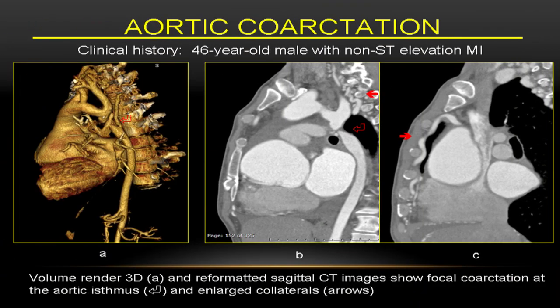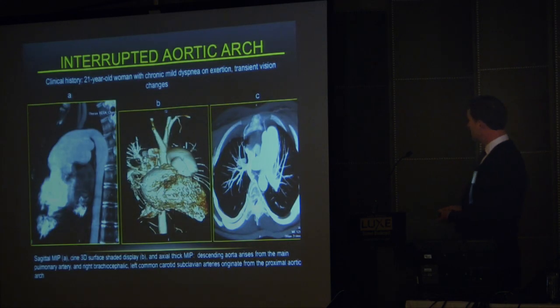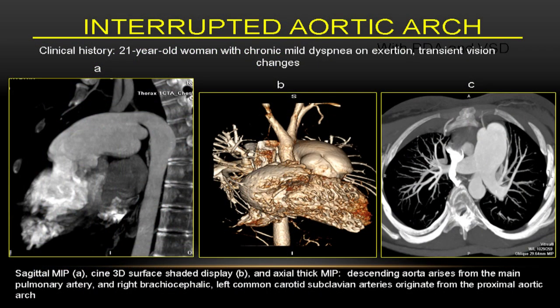Coarcs, we've seen them on echo, we've seen them on MR, we can see them on CT. Here we can see the area of narrowing with big collaterals here in the internal mammary arteries in the retrosternal spaces. Things like interrupted arches, where the arch comes off the pulmonary artery in this case, are all visualized very well.